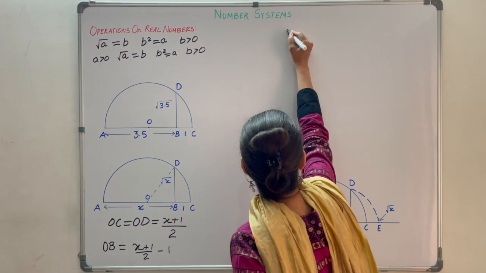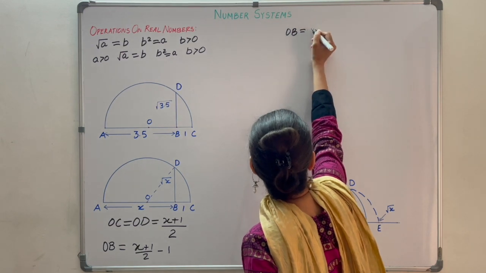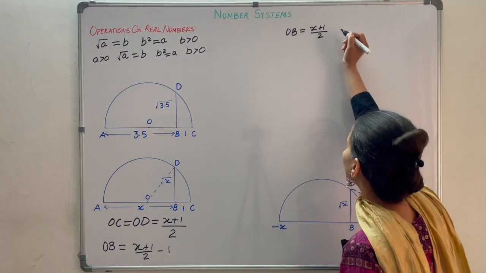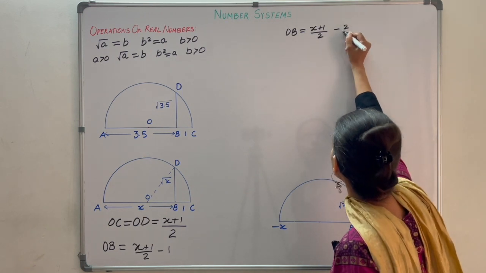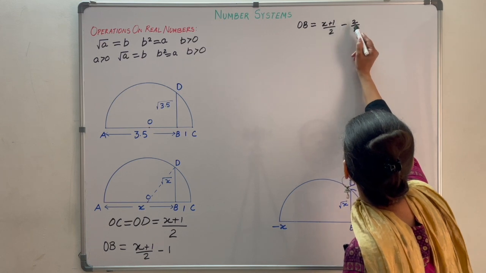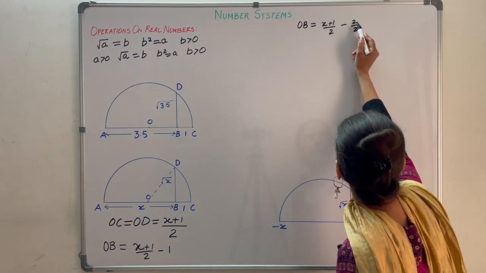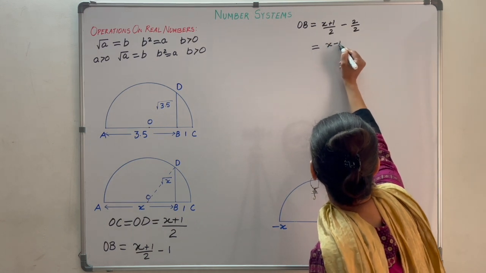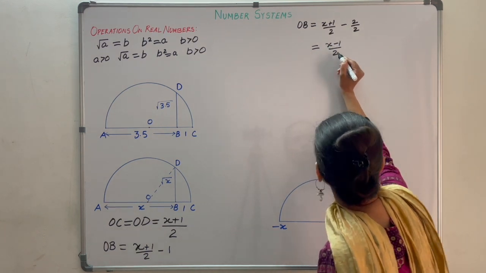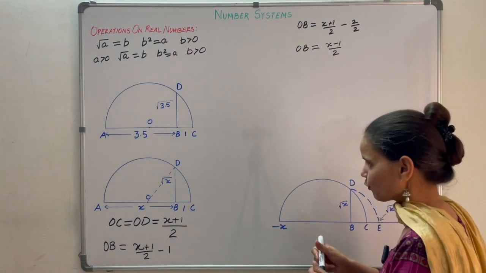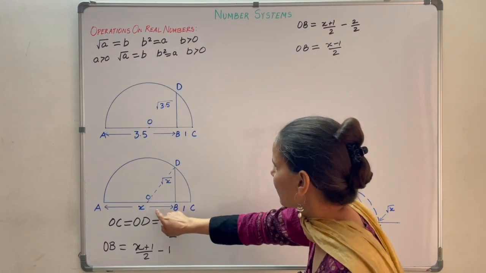So OB is equal to (x plus 1)/2. This 1 I am writing as 2/2. So here in the numerator you have x plus 1 minus 2. So plus 1 minus 2 gives you minus 1. So in the numerator you have x minus 1, upon 2. So you got how much OB is. So we got these two now, OD and OB.